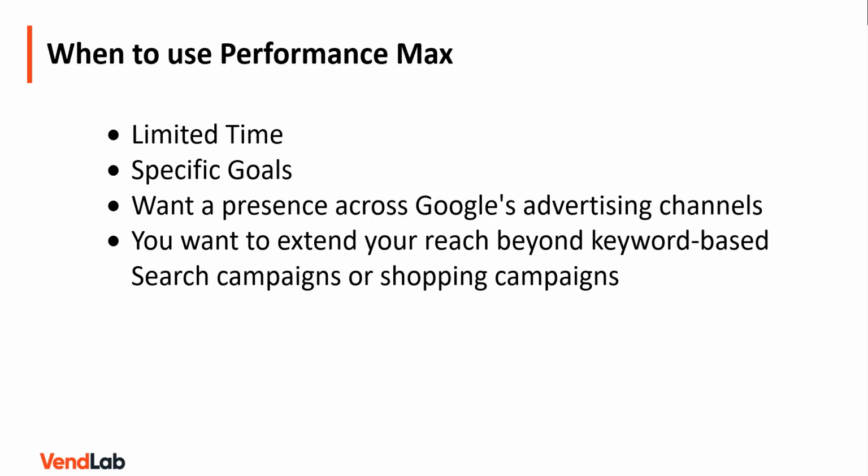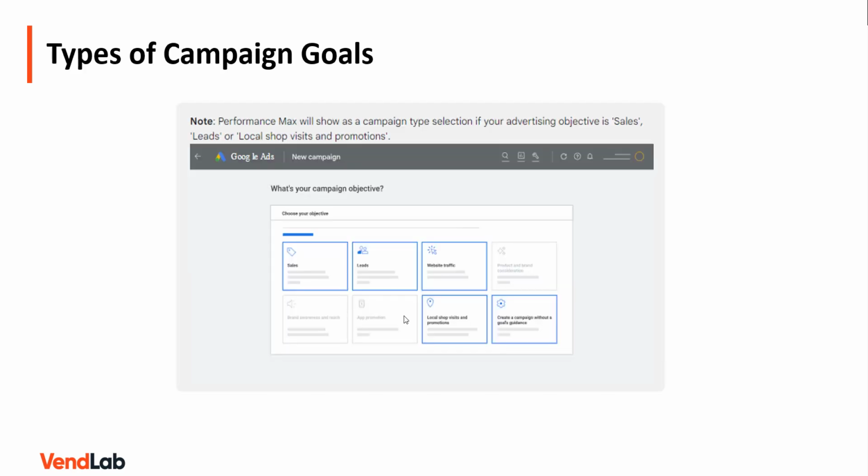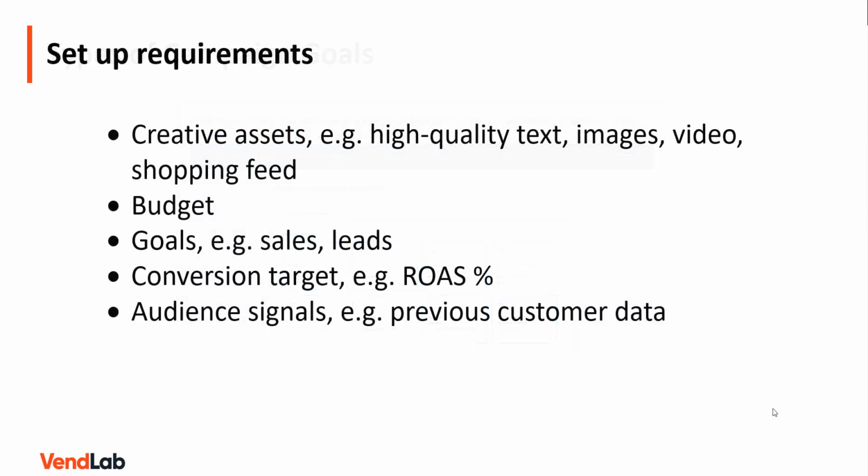Performance Max is not available on all types of campaign goals. Currently it's only available for advertisers who have the goal of generating more sales, leads, website traffic or local shop visits. So what are the setup requirements for Performance Max campaigns? In this campaign type, Google does all the targeting for you, and therefore it's really about the quality of the data that you give to Google. So you need to specify high quality creative assets, that is high quality text, images, video and a shopping feed.